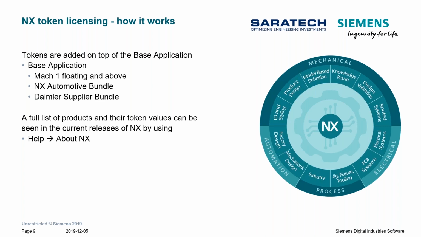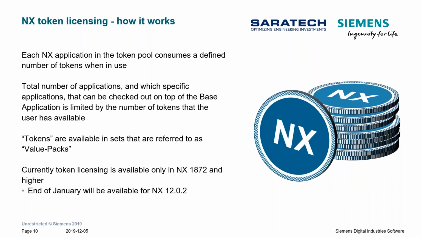Now, hopefully that's an understandable thing. So you've got a set of tokens, a pool of tokens. You can have multiple seats of NX, and then you're accessing the tokens as you go. Each application in the pool takes a defined number of tokens, and they get checked out and checked back in again. So it floats in and out as needed.